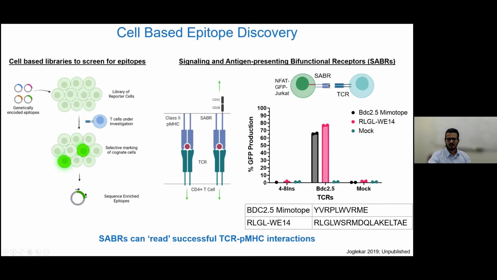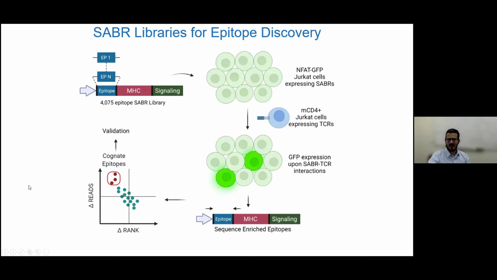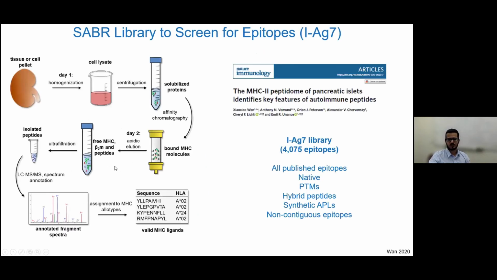So we can read successful TCR peptide MHC interactions. Based on that, we've built a 4,000 epitope SABR library in which all the epitopes are actually derived from islets. I won't go into the details of those, but we can screen this library against TCRs that are of interest, and then identify the cognate epitopes.